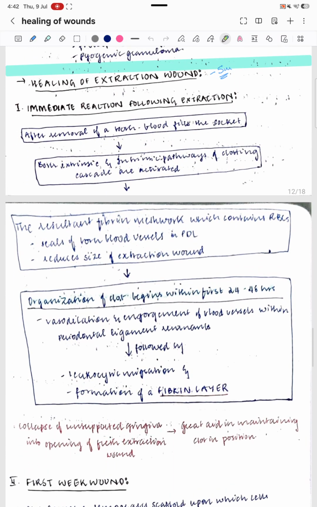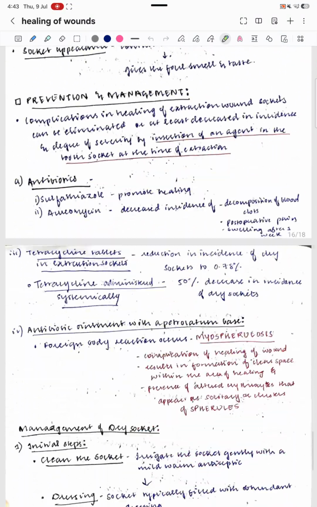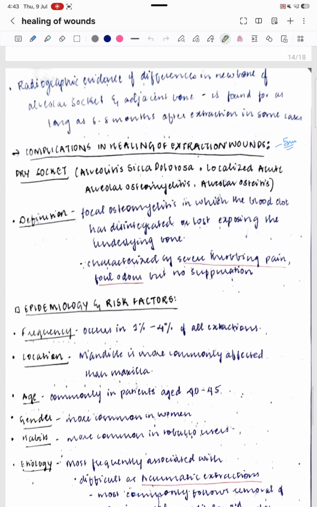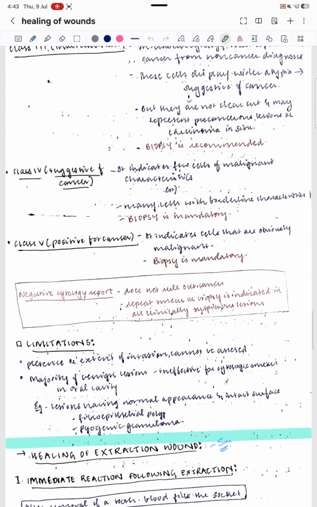So today we are going to deal with a new topic, that is healing of extraction wound. This has been asked as a 5 marker in oral pathology and as a 10 marker in oral surgery. We will start with how an extraction wound heals, followed by the complications of the extraction wound. So we're going to take a deep dig into the pathogenesis of everything and how it occurs.